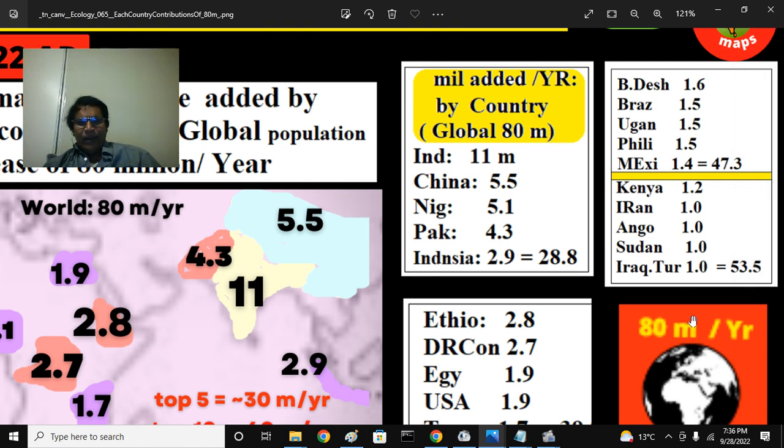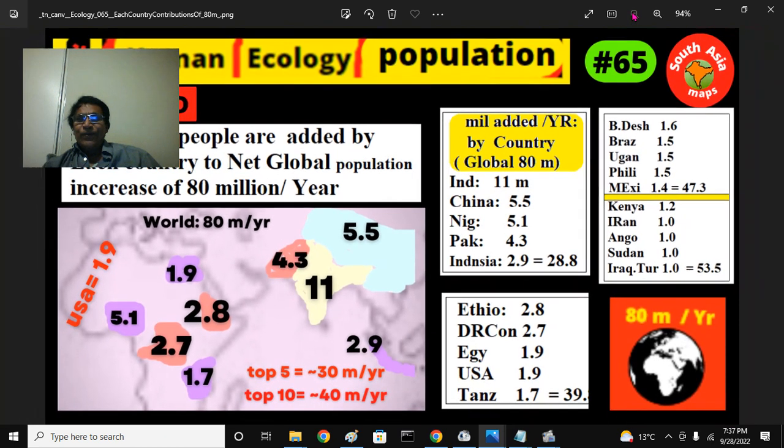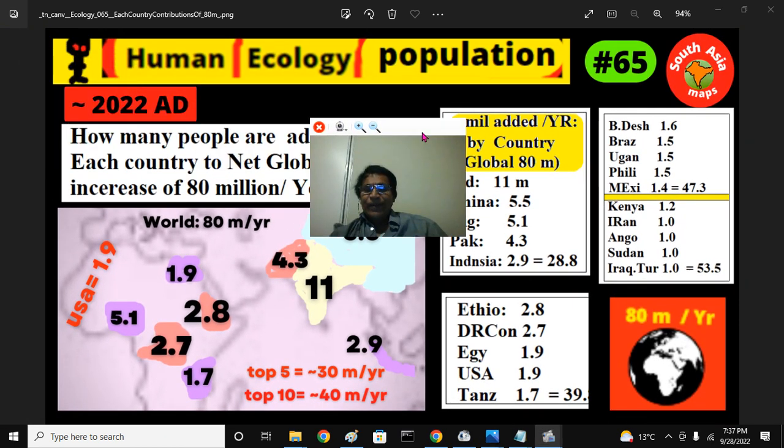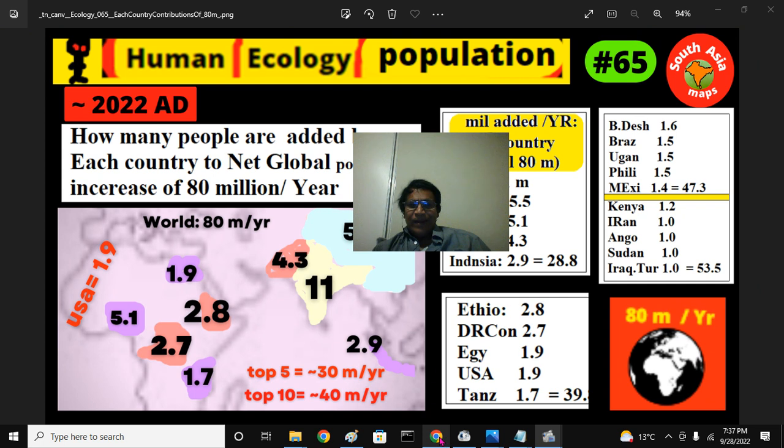There are around 20 countries that contribute more than 1 million per year. You may think 1 million is small. That is not small. That is an enormous number. This year, next year, next year, next year. So you have to get a broader perspective. Of the top 20 countries, 54 million population is contributed to the planet Earth. That's very, very important. Where did I get this information?